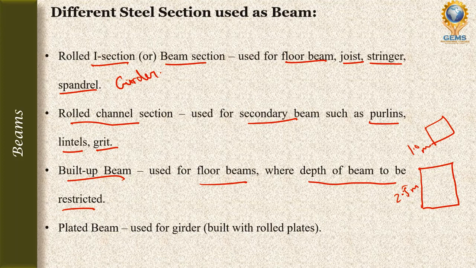And the final one is plated beams. These plated beams will be used for girders. For girders, we will use these plated beams, and they are built with rolled plates. We build the plated beams. So these are the different sections we are using.